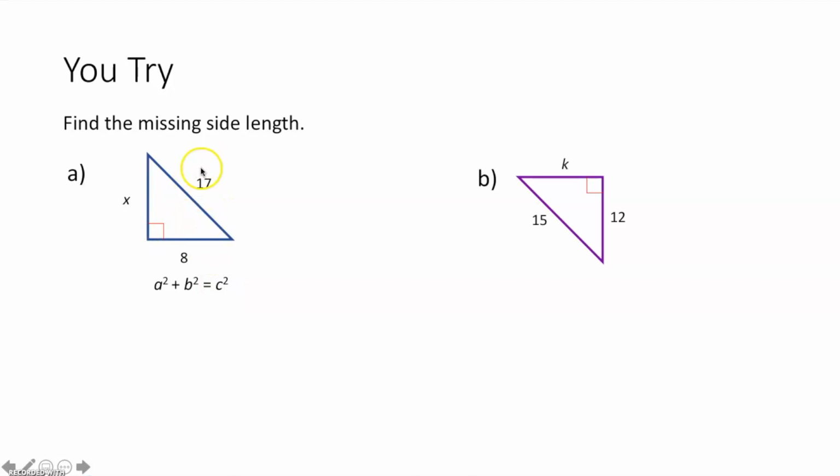That would be our hypotenuse. That's 17. So 17 goes in for c, and then x, again, could go in for a or b. 8 could go in for a or b. So let's just choose x to go in for a, 8 to go in for b. Perfect. Then we square it.